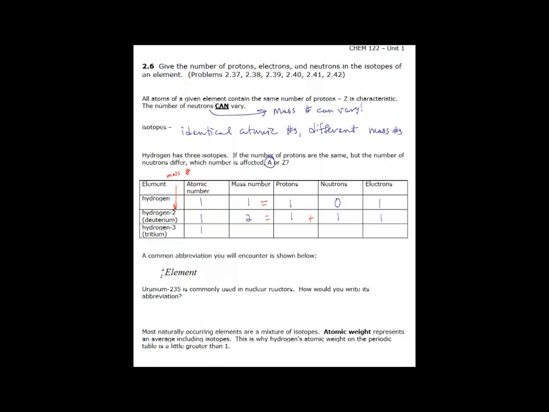Now, hydrogen 3 is also referred to as tritium. It has an atomic number of 1, so that means it must have 1 proton and 1 electron. The mass number is given. It's 3. Now the mass number is the sum of the protons plus the neutrons. So we know we have 1 proton. That must mean we have 2 neutrons.